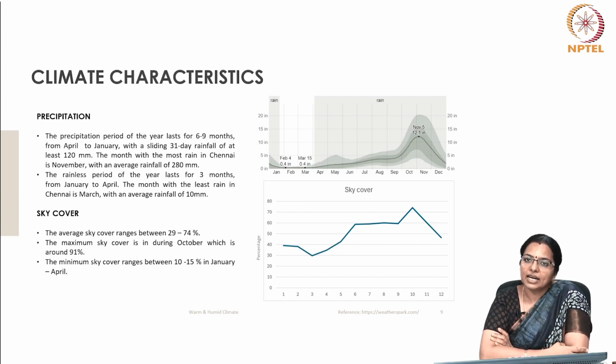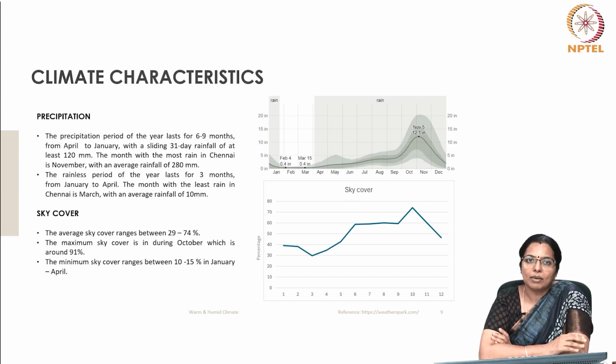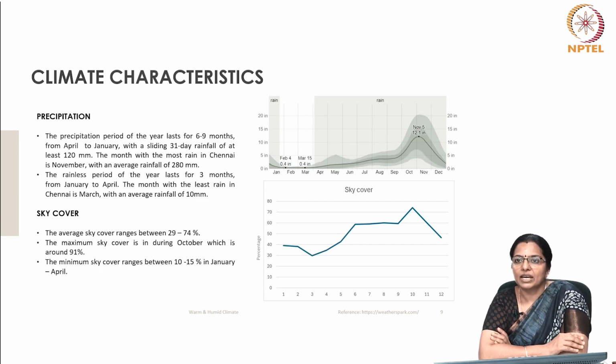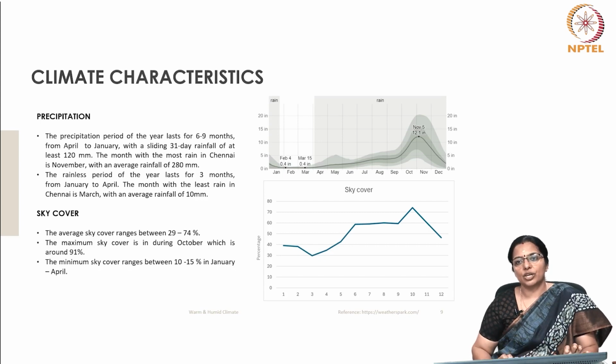If we look at the sky cover, the average sky cover ranges between 29 to 74%. The maximum sky cover is during October, which is around 91%, and the minimum sky cover ranges between 10 to 15% in January to April.